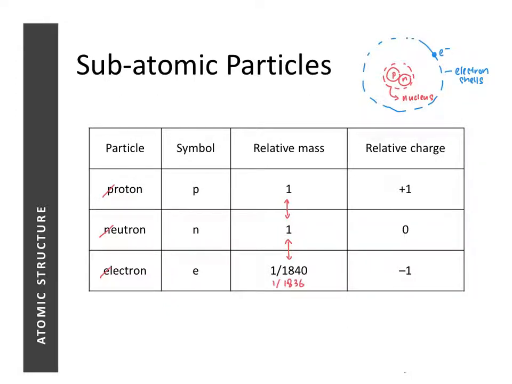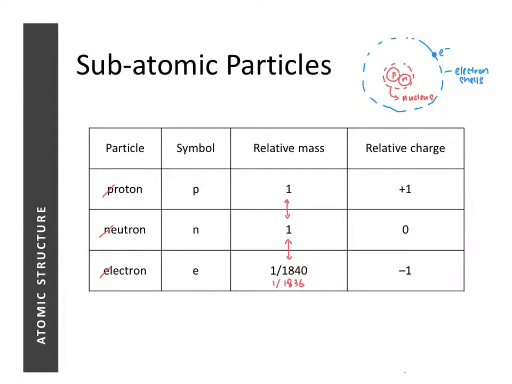If you compare the relative mass of an electron to that of a proton and a neutron, you would realize that it is so much lighter than protons and neutrons. So essentially, electrons do not contribute to the mass of an atom. The mass of the atom is contributed by the nucleus. The nucleus makes up almost the entire mass of the atom. That is the significance of the relative masses.